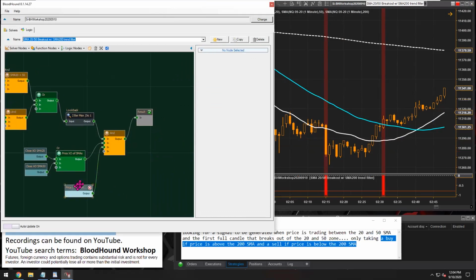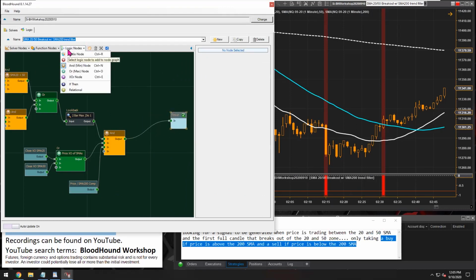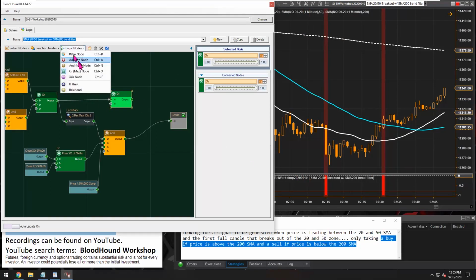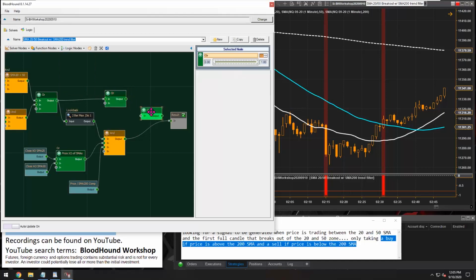Let's see. All right, I'm gonna do a little trick here to help me identify any missing signals a little easier. So we have this little trick where you can see a secondary condition at the same time that you actually see signals as well. To do this, it just requires 2 OR nodes.